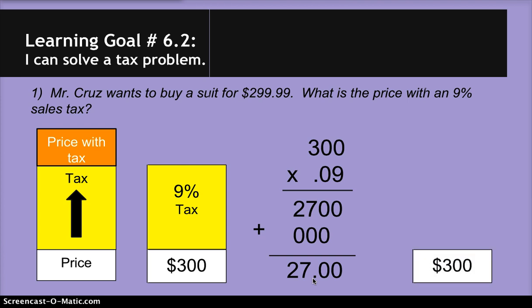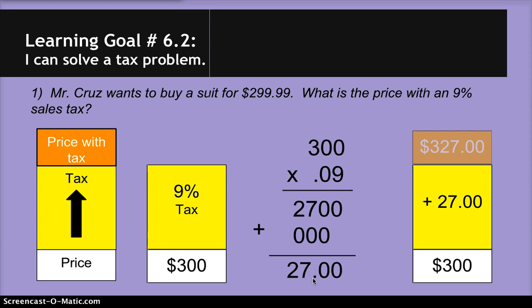So what do we have? We have our price, $300. We add our tax, and what we're left with is our price with tax. So this is our answer, $327.